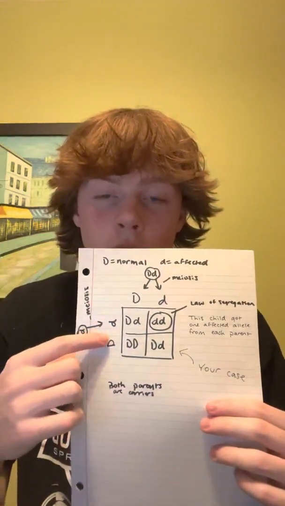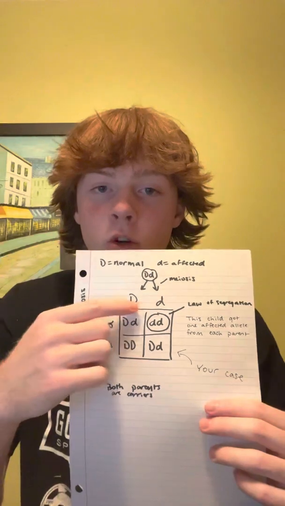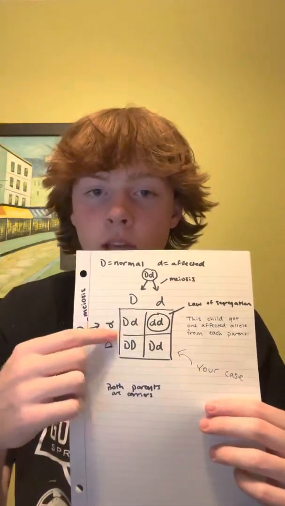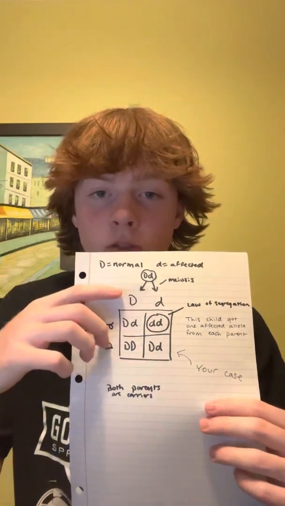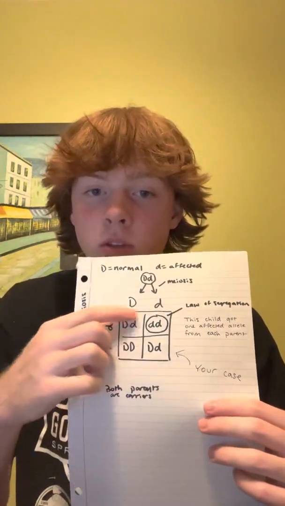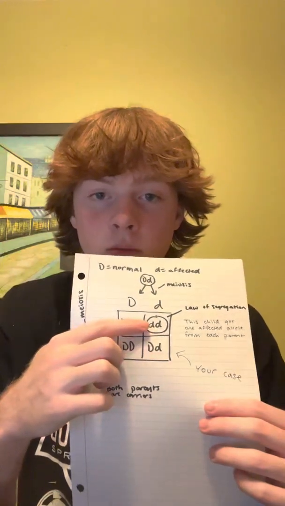Happens to both of you, heterozygous parents, meaning one normal, one affected. And when you guys come together, the law of segregation says that these two have to come together so you can be half mom and half dad. When the two affected come together, that's when the child will have Down syndrome.